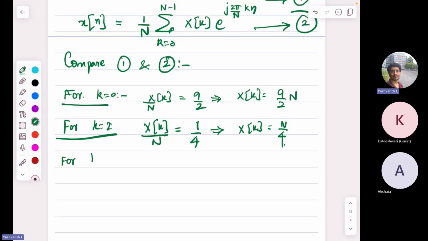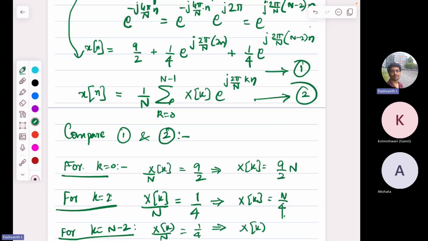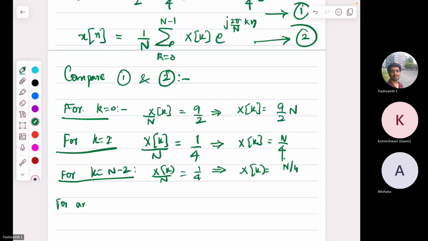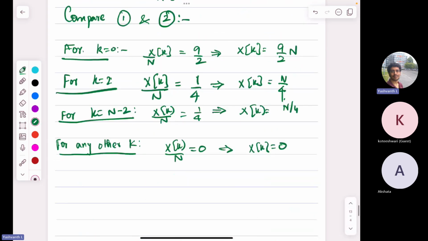Similarly, what is the other k left out in equation 1? N minus 2. For k equal to capital N minus 2, x of k by N is again equal to 1 by 4. It implies x of k is again N by 4. For any other k, what is your x of k? It is equal to 0. Therefore, what is the question? Find the DFT, that is x of k. We have found x of k now.